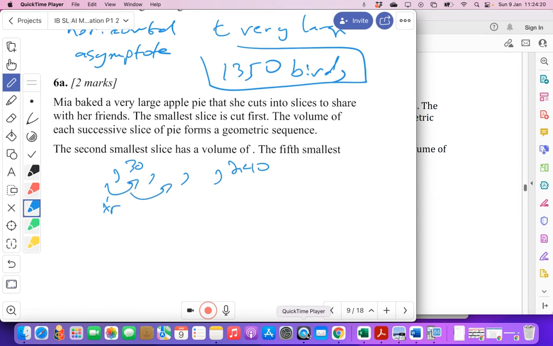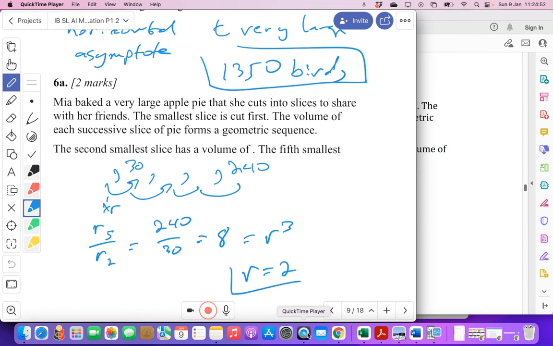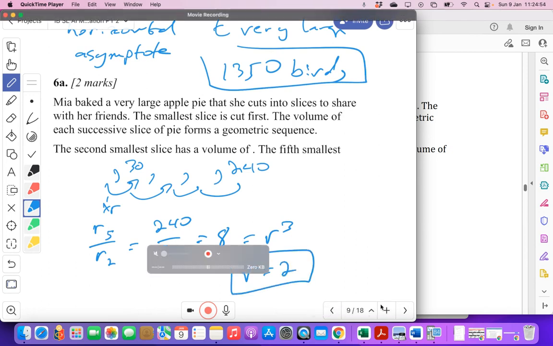So r^5 over r^2 is going to be equal to 240 divided by 30. That's equal to 8. How many times do we multiply by r to get from 2 to 5? 3 times. So what is the cube root of 8? Well, we know that is 2. Again, we could use our calculator for that, but we should know our cubes.